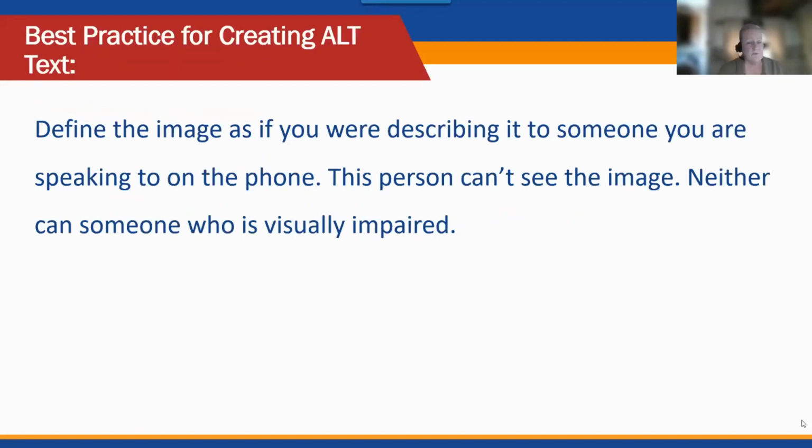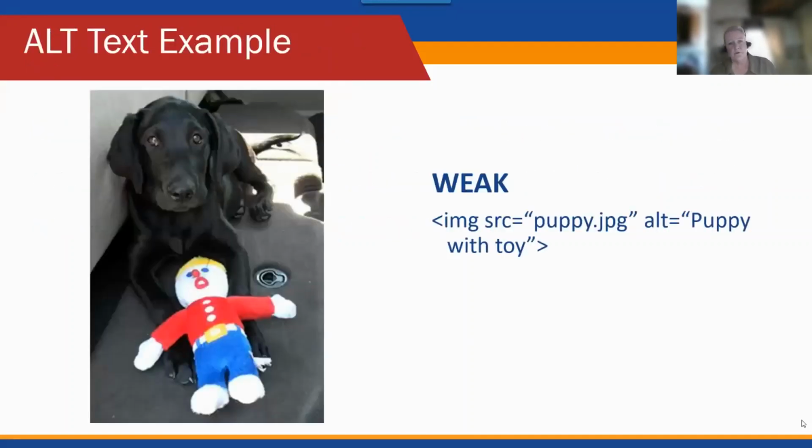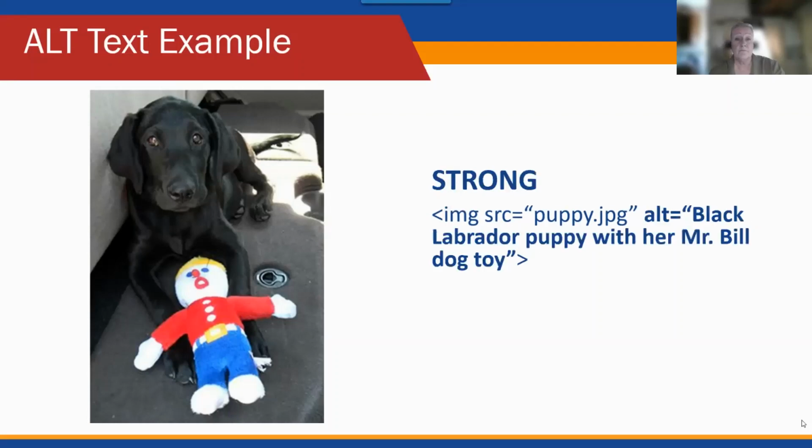A good practice for developing alt text is imagine you're describing the image to someone you're talking with on the phone. They can't see it, but they can get an idea of what the image is all about. That's how a visually impaired person would perceive that. Here's a couple of examples. Here we have a picture of a puppy with a toy, and the alt text could read puppy with toy, but that's not as descriptive as it probably could be. So that's considered a weak alt text description.